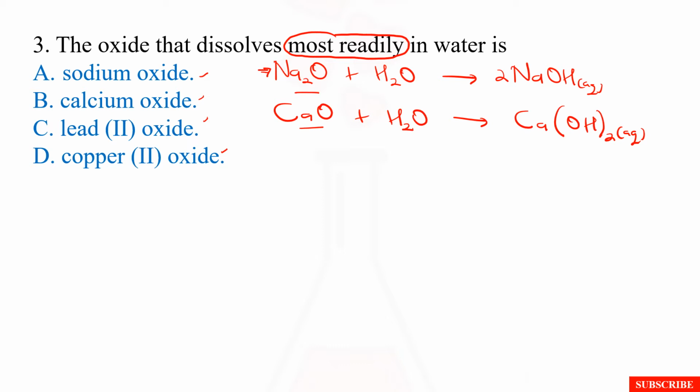If we have other objectives whereby we only have calcium oxide and we don't have a soluble oxide present, then calcium oxide could also be an answer to consider. However, for this case, the most readily soluble oxide will be A, sodium oxide.